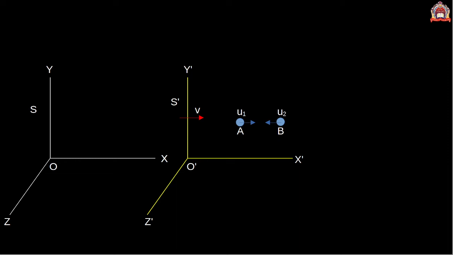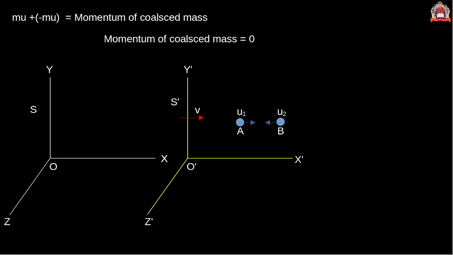According to the law of conservation of momentum, the momentum of ball A plus the momentum of ball B is equal to the momentum of the coalescent mass. So that is mu plus minus mu is equal to the momentum of the coalescent mass. And the momentum of the coalescent mass is 0. That is, the coalescent mass is at rest in the frame S dash.